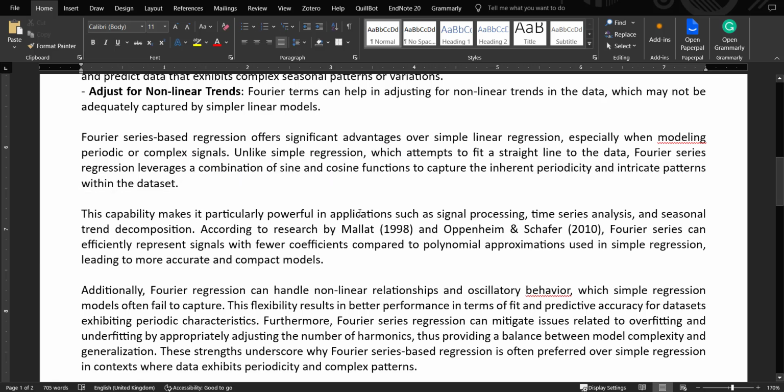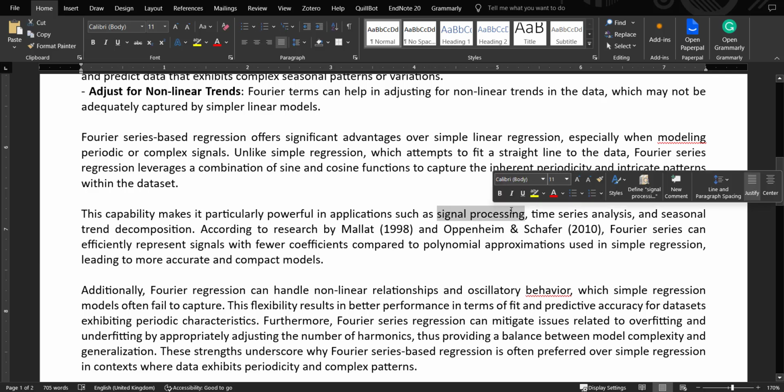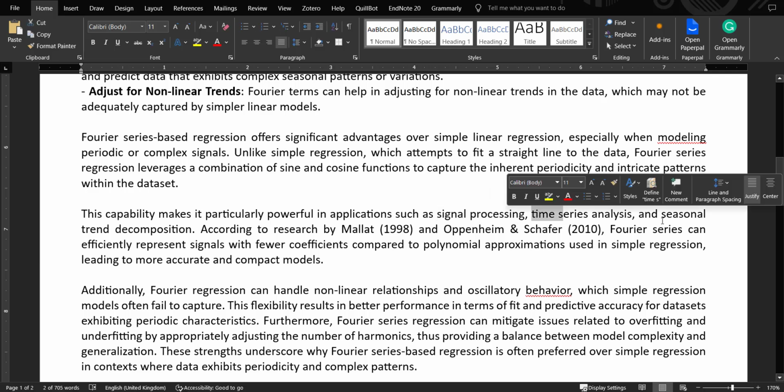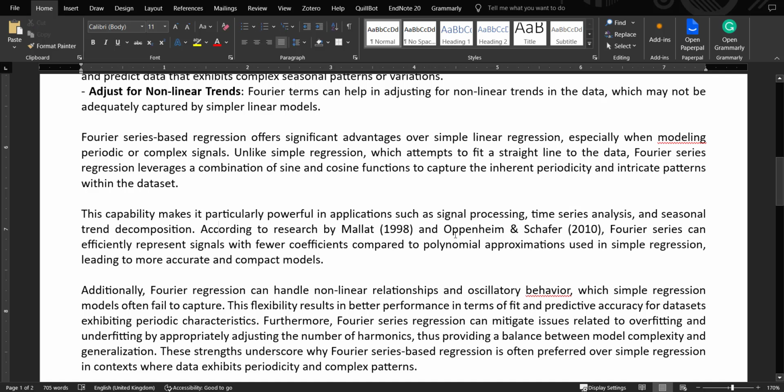This capability makes it a particularly powerful application in the field of signal processing, time series data, and seasonal trend decomposition. Studies like these two, I will show you the references. Fourier series can efficiently represent signals with fewer coefficients compared to polynomials. For example, if the data has three cycles, you have to add a power 1, power 2, power 3 cubic transformation. It means three variables. But here you can only add sine harmonic 3, which will capture all of it. So one variable rather than three variables.